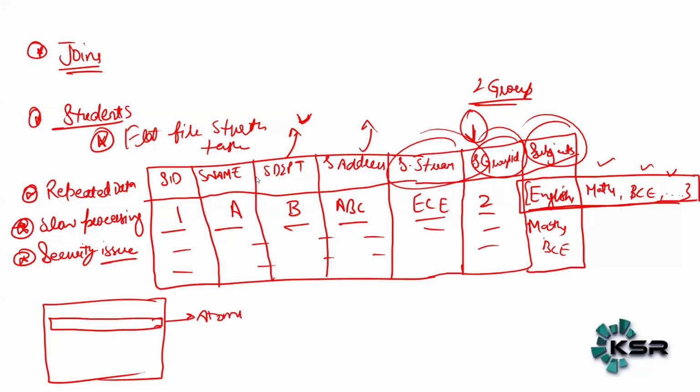Atomic means single. One row should give you the single information. Another row will give you another single information. Every row will have its own significance and it is unique. Getting me?